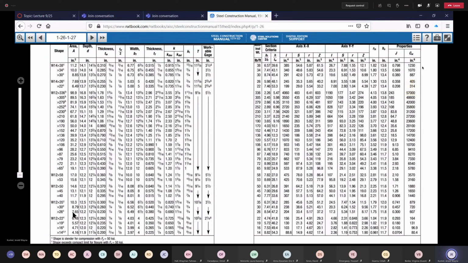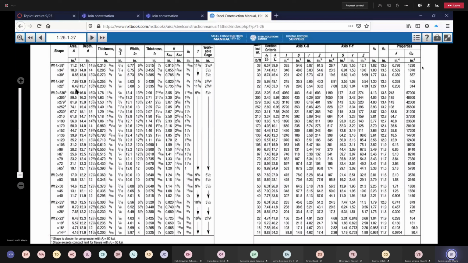The 12 by 26 is 7.65, so that'll work, but we're looking for numbers as close as possible to 5.72, but greater than, not less than. But the confusing part of doing this is, there's the 14 by 22. It's got an area of 6.49.